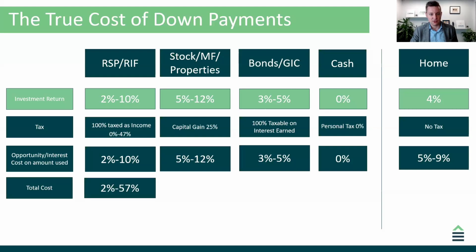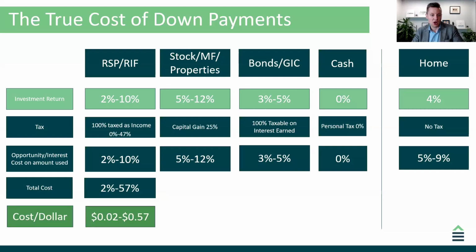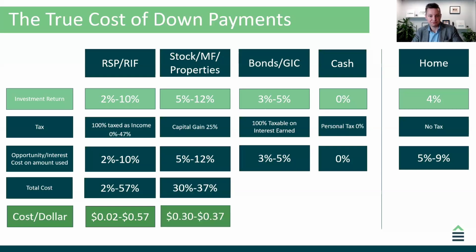And so the total cost, really, when you start to look at it, if you factor in the investment return, the opportunity cost, and the interest and taxes you'd be paying to borrow money and take out money, if you were to give money to somebody or use your RSP or RIF for a down payment, either for yourself or somebody else, is anywhere from 2% to 57%. And the cost per dollar that you borrowed is anywhere from 2 cents to 57 cents.